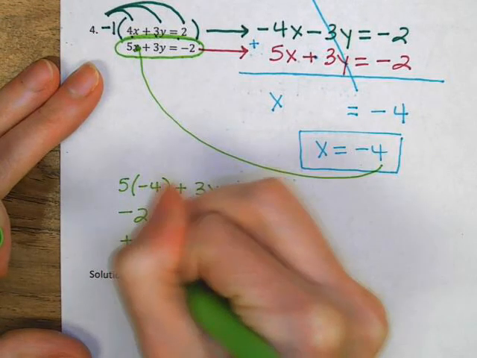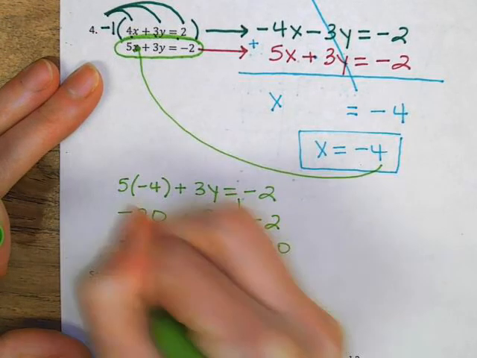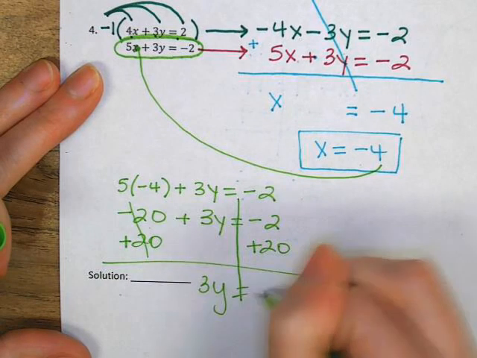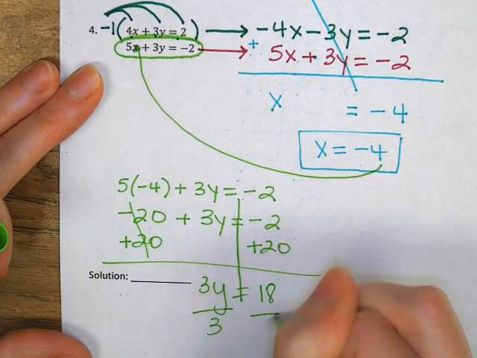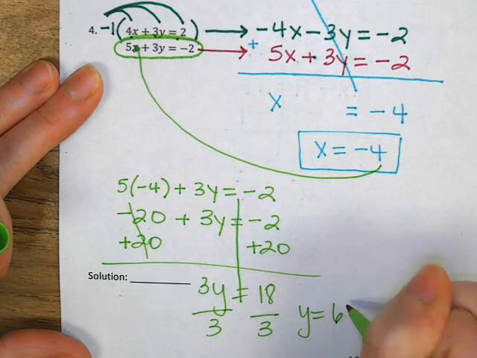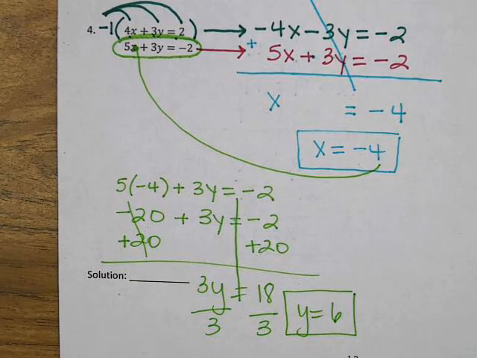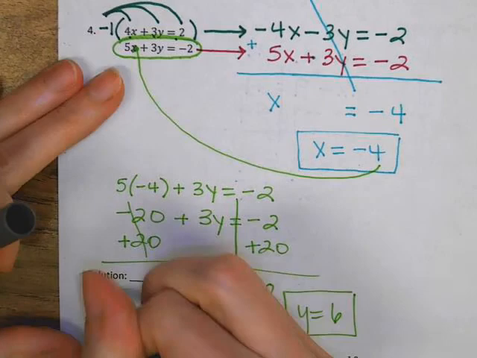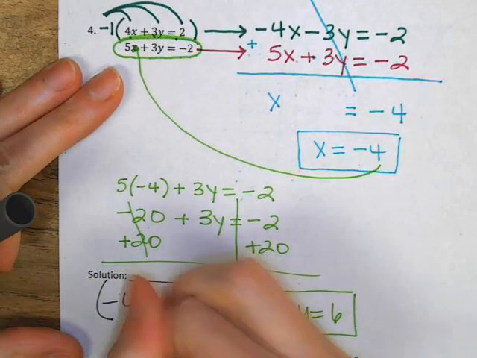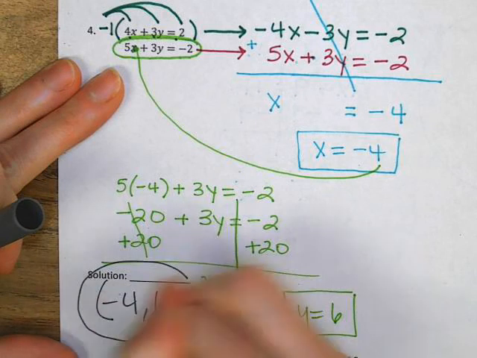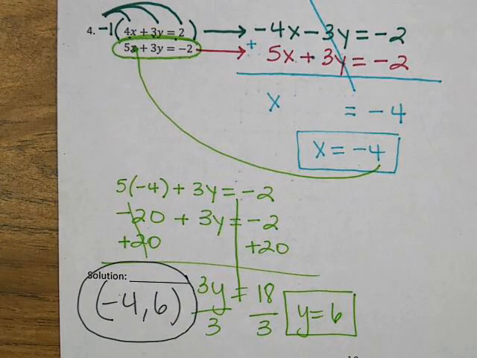So add 20, we get 3y equals 18, divide by 3, y is 6. All right, we got x, we got y. Final answer is the ordered pair, negative 4, 6. All right, so that's called elimination.